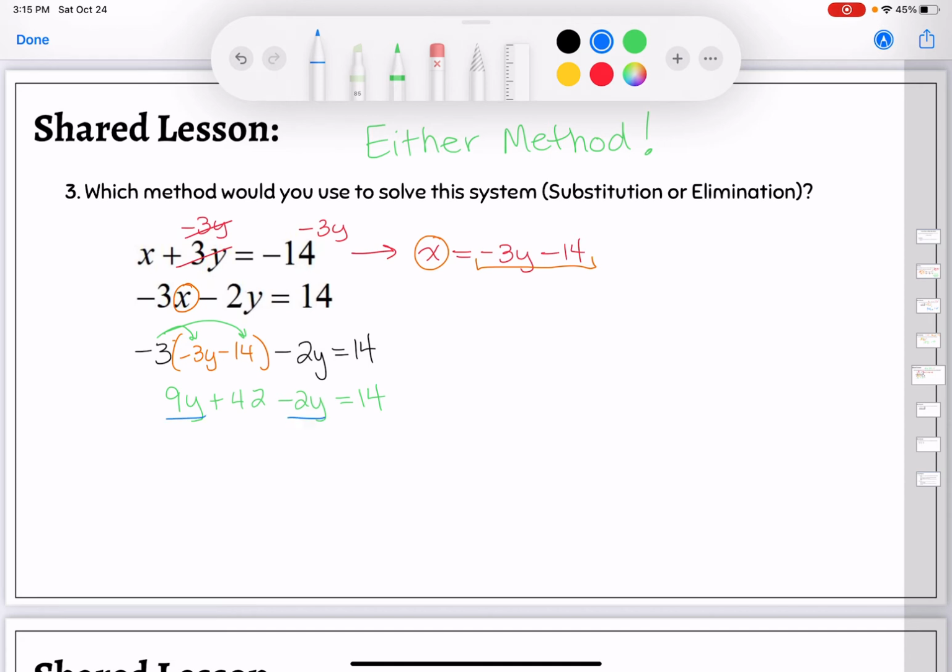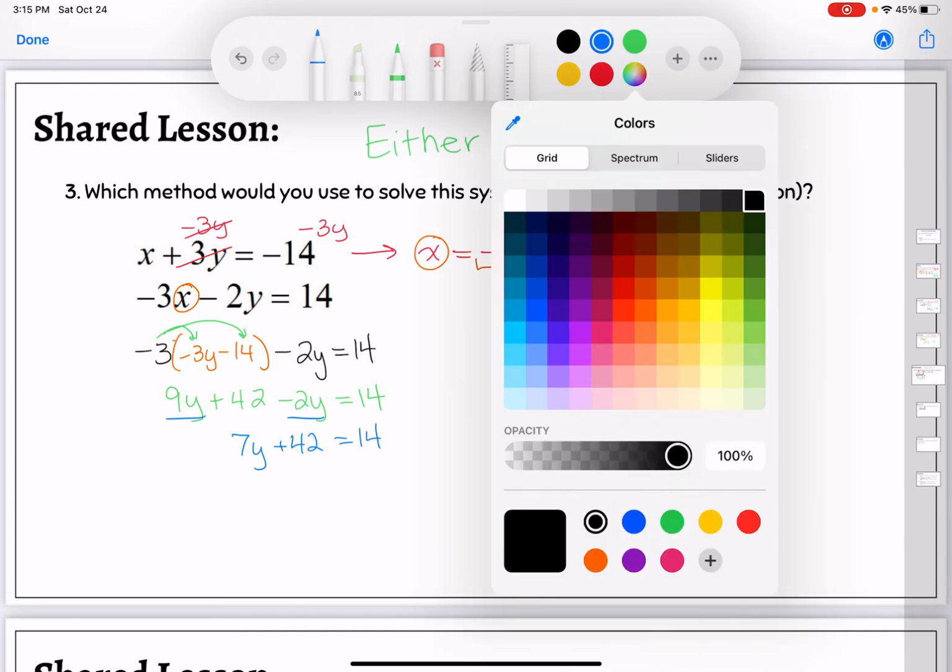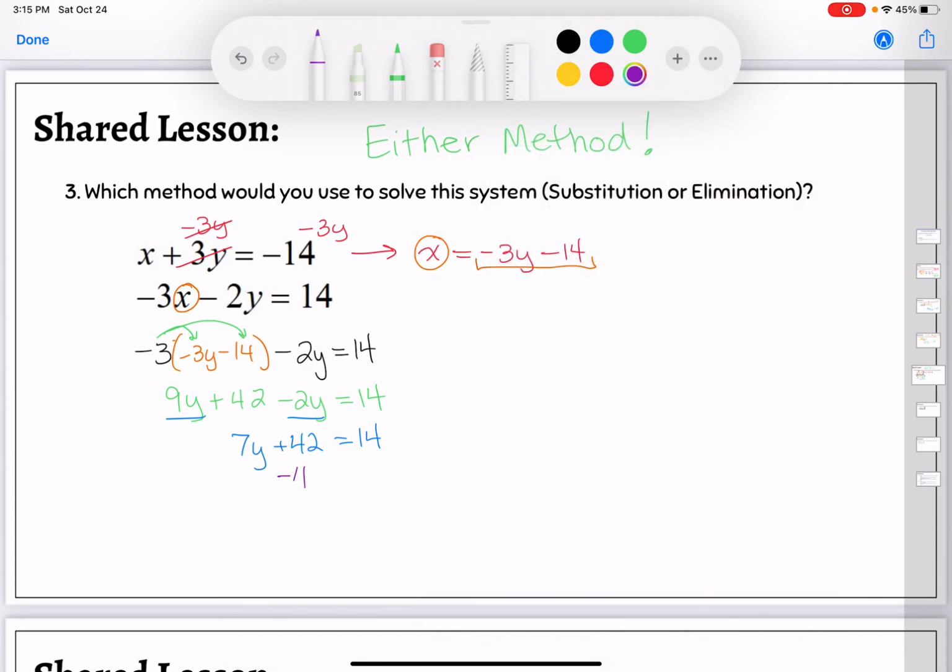Combine my like terms here. I get 7y plus 42 equals 14. I'm going to subtract 42 from both sides. I get 7y equals negative, let's see, 28.